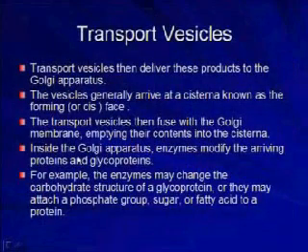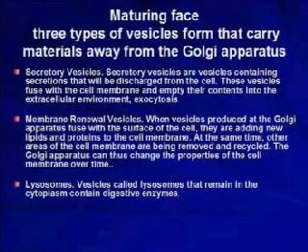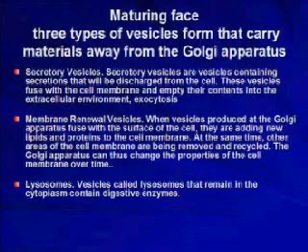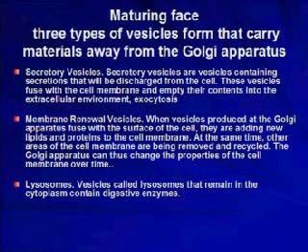Now, inside the Golgi apparatus, enzymes will modify the arriving proteins and glycoproteins. The example given in your text: enzymes may change carbohydrate structures to glycoproteins, or they may attach phosphate groups, sugar, or fatty acids to proteins. At the maturing phase, three types of vesicles are formed and carry material away from the Golgi apparatus. Secretory vesicles. Secretory vesicles are vesicles containing secretions that will be discharged from the cell. These vesicles fuse with the cell membrane and empty their contents into the extracellular environment. And again, I showed you that on the previous illustration.